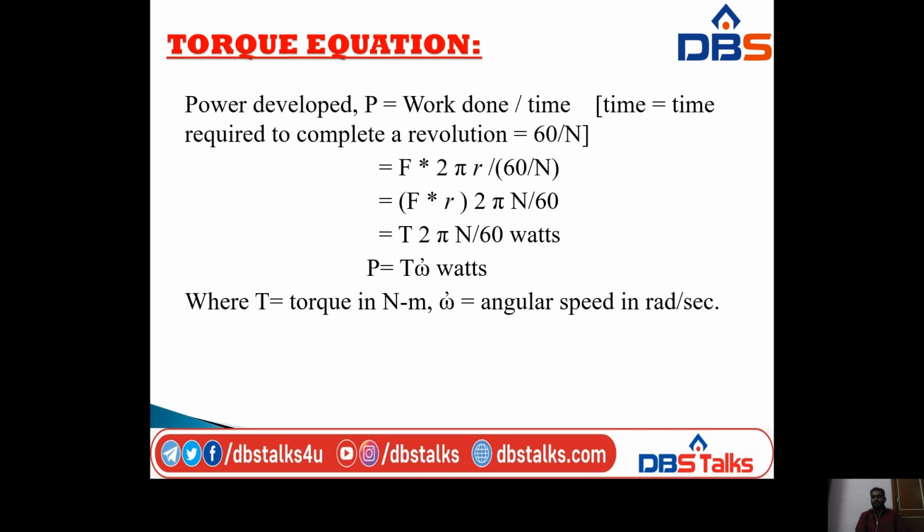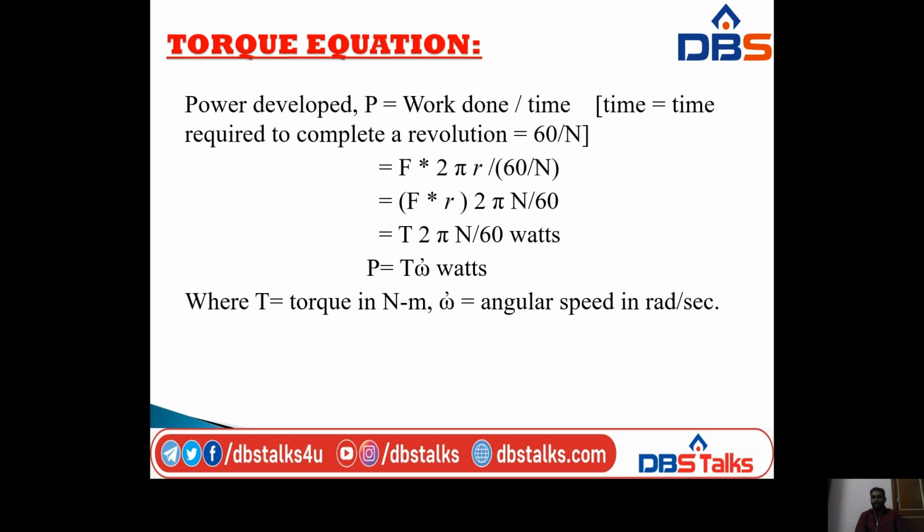Applying the formula, in the place of time I take 60 by n, so P is equal to F into 2 pi r by 60 by n, which gives F into r into 2 pi n by 60. You know already torque tau is equal to force into radius, so in the place of F into r I take torque tau. So tau into 2 pi n by 60 watts. Since omega is equal to 2 pi n by 60, power developed P is equal to tau omega watts.